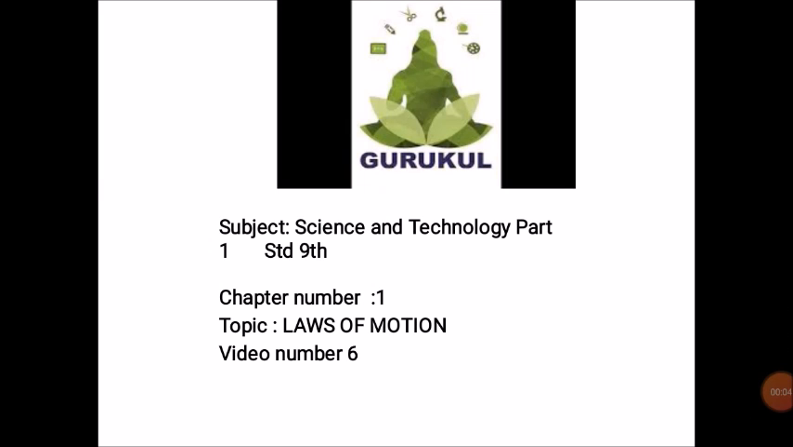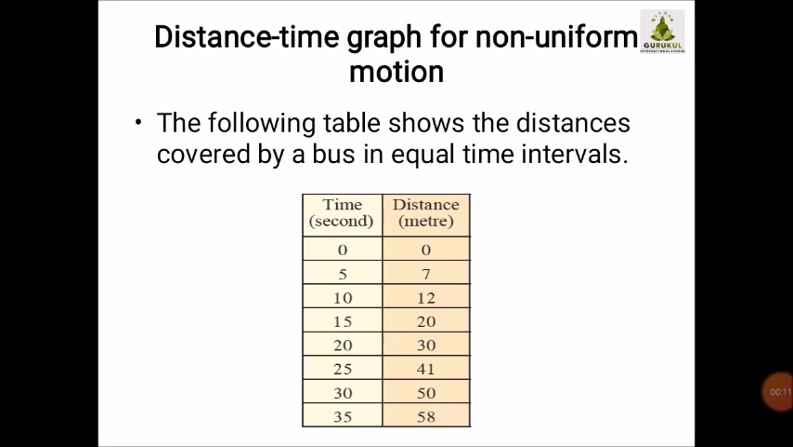Students, today we are going to study the concept of non-uniform motion. Now in this chapter, laws of motion, previously you have studied the concept of uniform motion. Three persons' names were given, and then you compared them. Previously, in the video, you have studied that. Now see, this is the distance-time graph for non-uniform motion, means motion which is not uniform, which is varying in different time intervals. Now the following table shows the distances covered by a bus in equal time intervals.